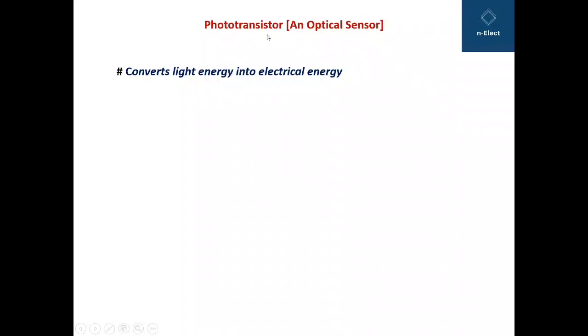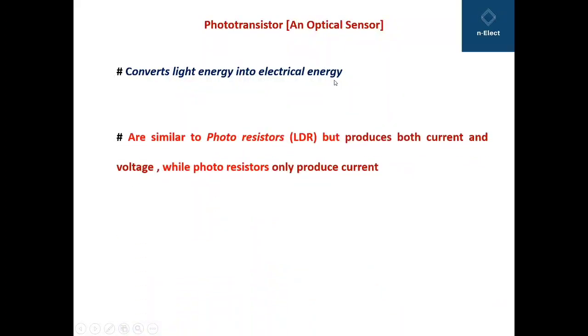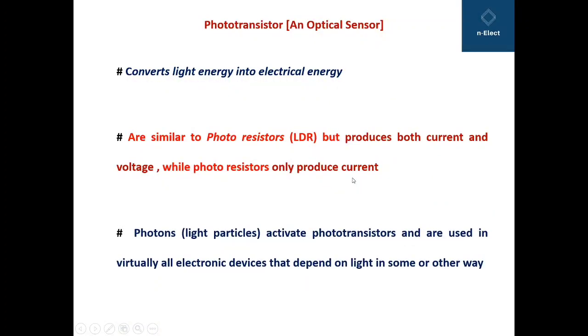A phototransistor, as we have already said, is an optical sensor that converts light energy into electrical energy. They are very similar to photoresistors, that is light dependent resistors, or LDR in short. But the difference is they produce both current and voltage, while photoresistors or LDR produce only a change in the current. Photons, that is light particles, activate phototransistors, which are used in virtually all electronic devices that depend on light in some way or other.